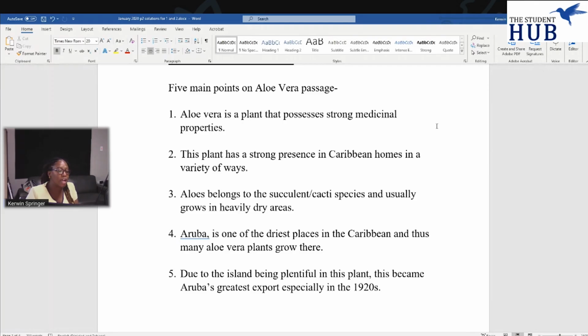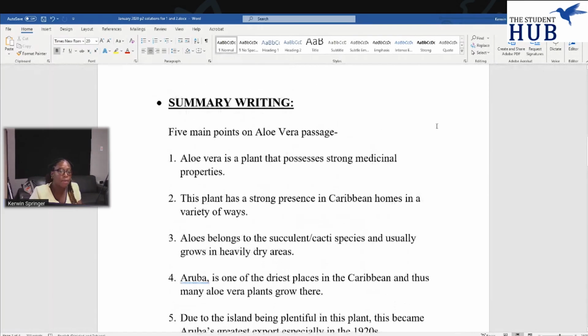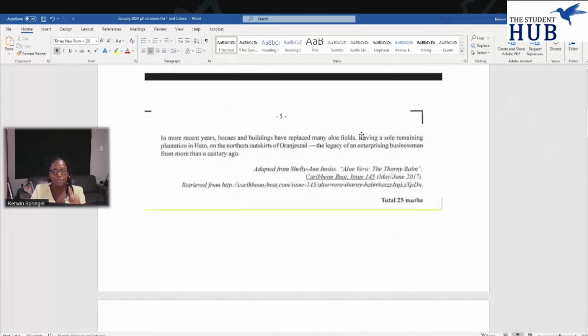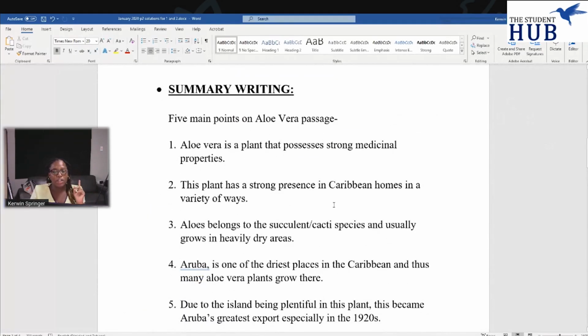Now, if you had just put aloe vera is a plant that possesses strong properties, it would work as well, because in the first paragraph, they told us all the different things that aloe vera can do, all the great things it can do. It wasn't solely medicinal, but most of them had a medicinal value. Hence the first point being aloe vera is the plant that possesses strong medicinal properties.